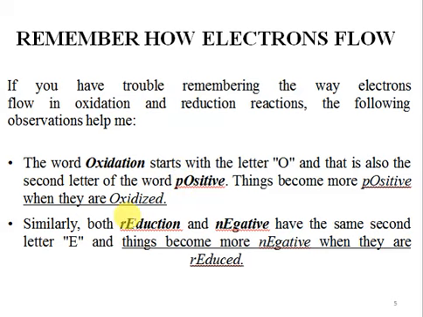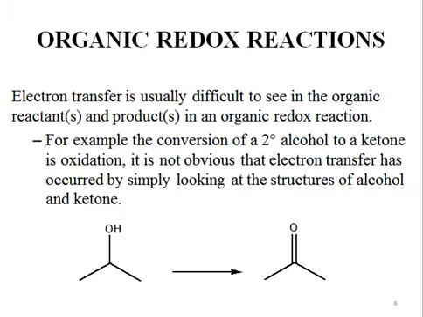Similarly, the second letter of reduction is E, and E is also the second letter of negative. It means if something is becoming reduced, it will become negative. Or you can say if things are getting negative, it means they are reduced. So just by checking the charge, you can see if a thing is oxidized or reduced. If a species is getting a positive charge, it is becoming oxidized, and if a species is getting a negative charge, it is becoming reduced.